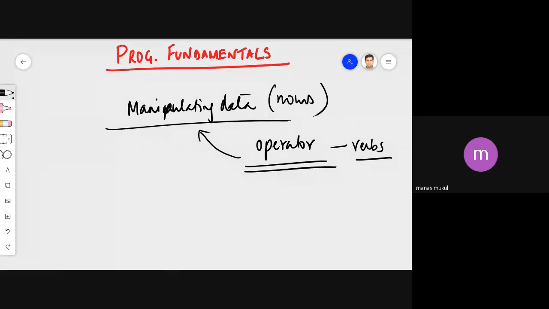All right, so let me see if somebody has sent any message. No, still no message. All right, fine.